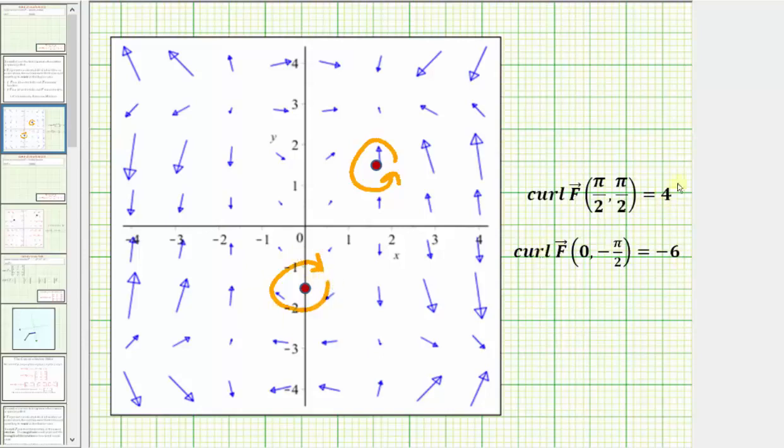And the absolute value of the curl would indicate how strongly or how fast the rotation would be at that location.